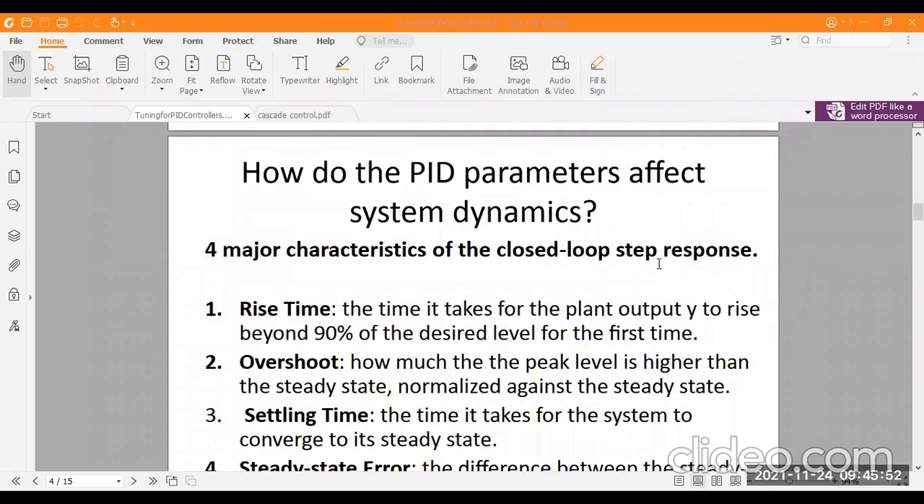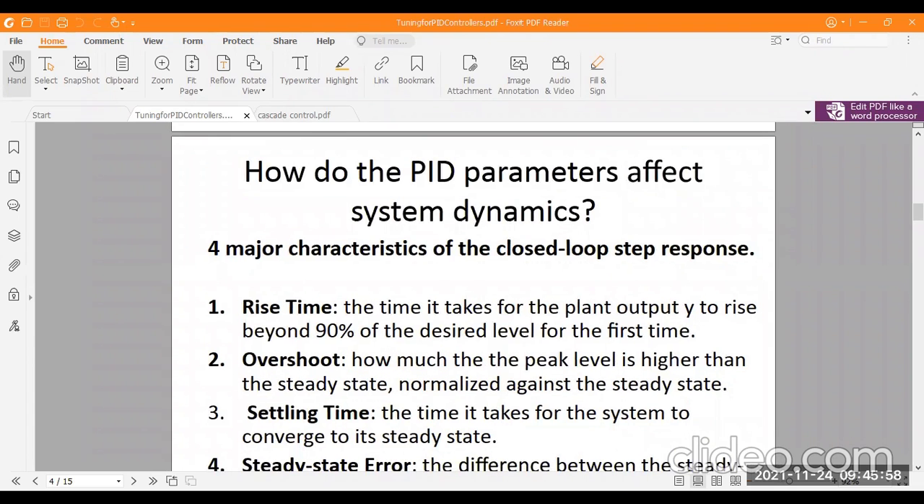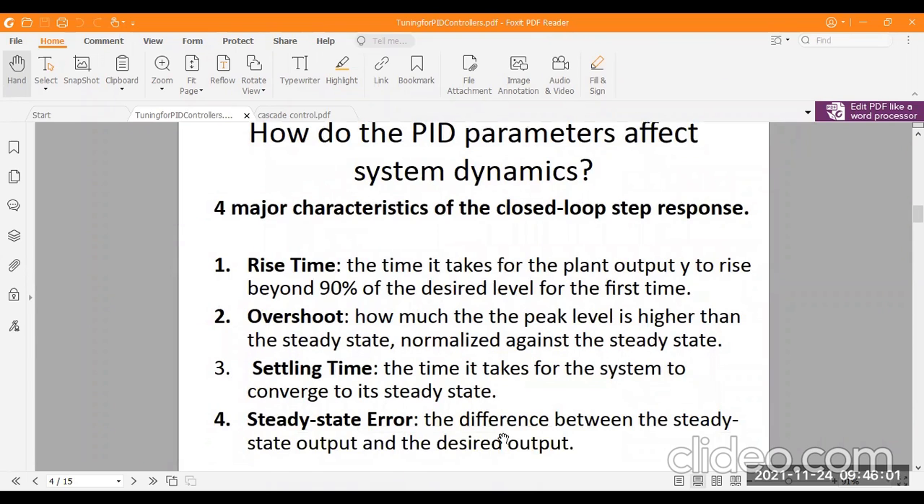In tuning, there are different types of rules available. First we have to control four major characteristics. This is very, very important. The question is, how do the PID parameters affect system dynamics? Using these four major characteristics of closed loop control systems, we have to control four categories: first, rise time; second, overshoot; third, settling time; and fourth, steady state error. This is very important.